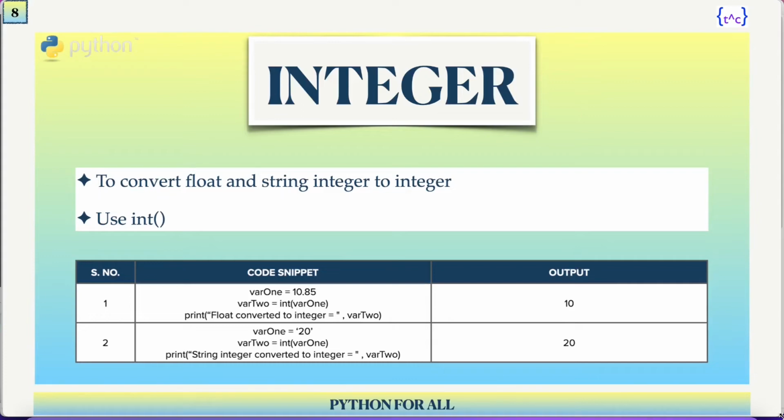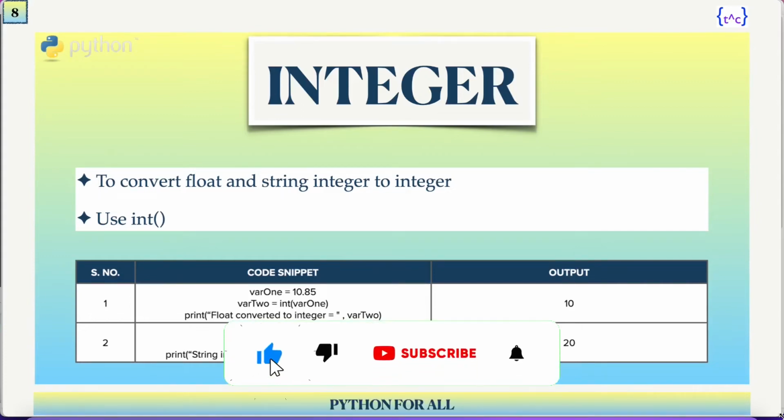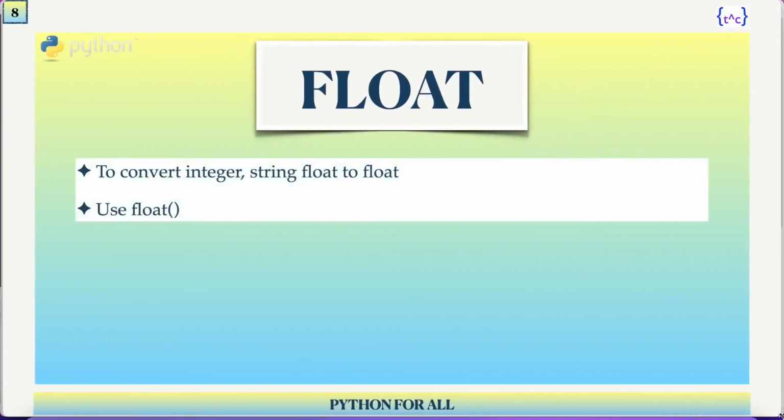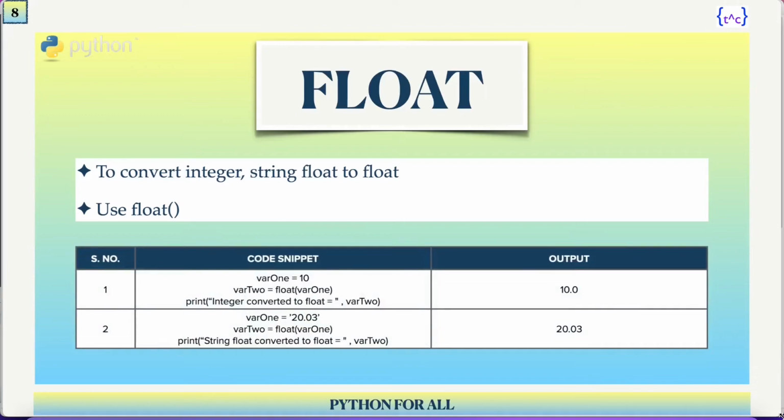Okay, and there is another example. In a while, I will be showing all the demonstration of explicit type conversion. So we'll move towards another data type, which is float. In case of float, if you wish to convert an integer or a string float to float, you can simply use the float function. And here are some examples. We'll be discussing these examples with the demonstration directly on Python in a while.